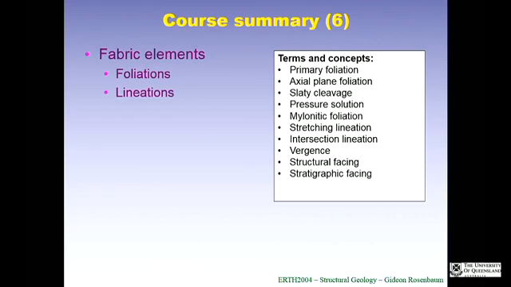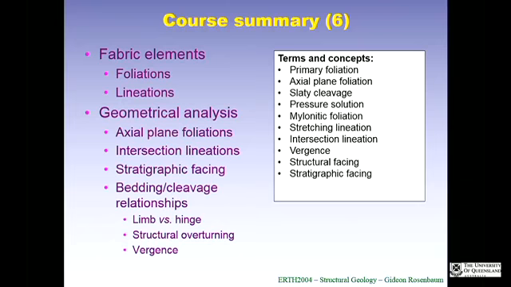So in terms of the fabric elements, really the important things are foliation and lineations. But when we talk about lineations, we need to know that there are two entirely different types of lineations. There are the stretching lineations and the intersection lineations.